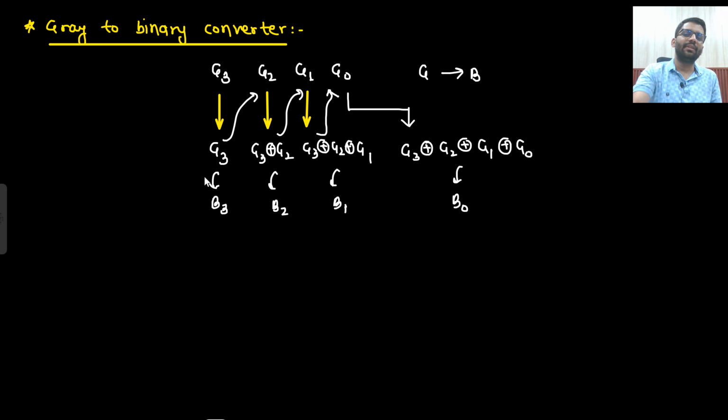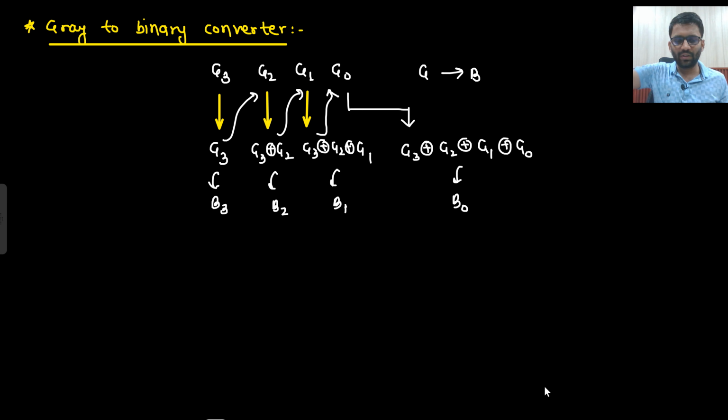So you can directly write B3 is equal to G3, B2 is equal to G3 XOR G2, B1 is equal to G3 XOR G2 XOR G1, and B0 is equal to all XOR. So in that manner, no matter how many bits are given, I can always write the binary to gray code converter and gray to binary code converter, because I already know the trick.